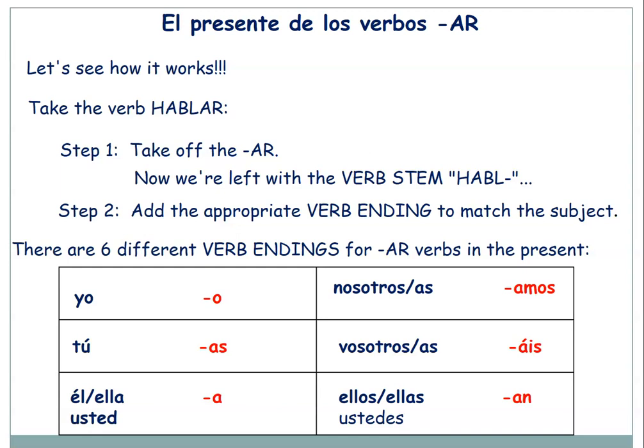For yo, the ending is o. For tú, the ending is as. For él, ella, usted, the ending is a. For nosotros, the ending is amos. For vosotros, it is áis. And for ellos, ellas, ustedes, it is an.